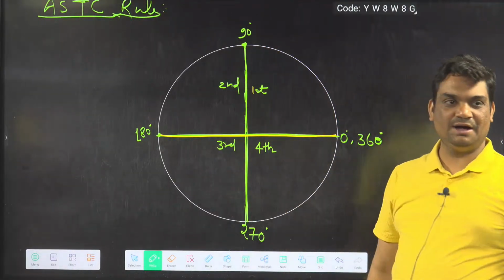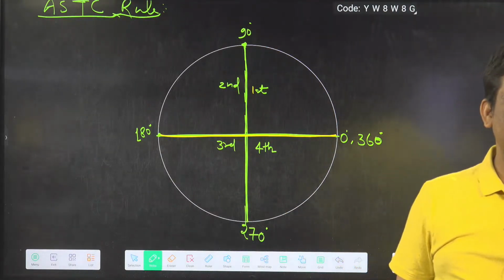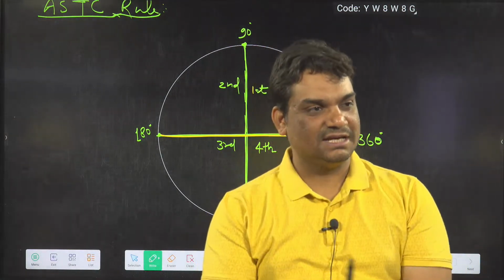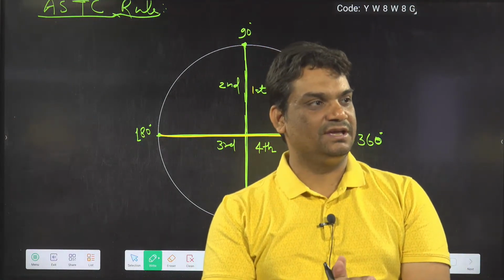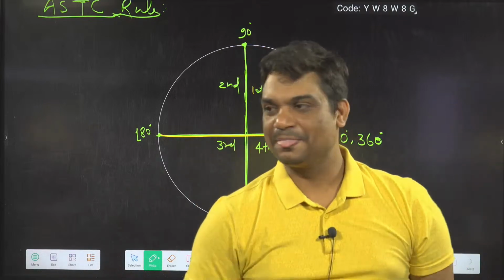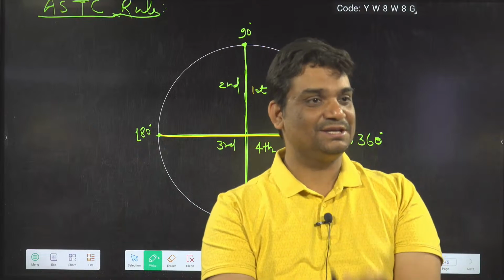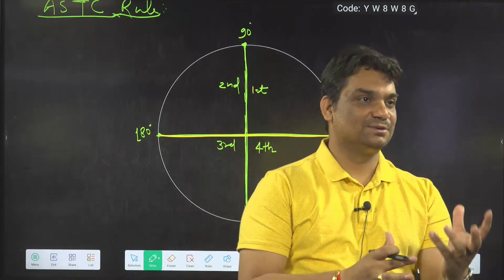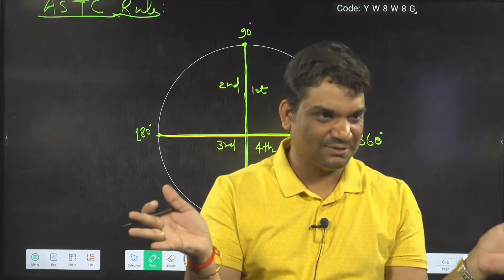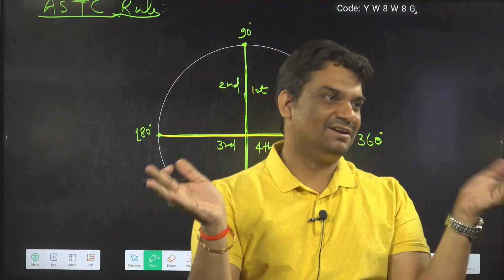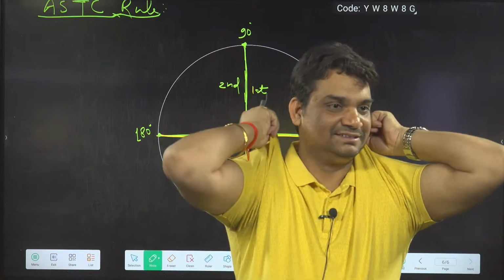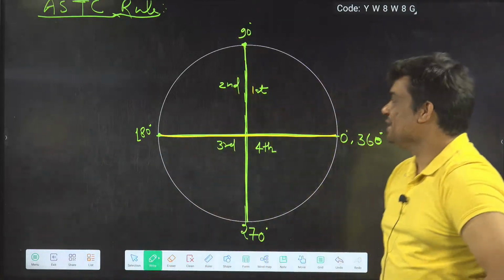So we have to first learn the all silver teacups rule. Yes, all silver teacups rule. Or some people say all students take coffee, all students take chocolate. Different names are there. You might have seen something else. In the 10th class your teacher might have told you something. So I'm not saying that all silver teacups, after school, to college, all students take chocolate, take coffee. So listen again.